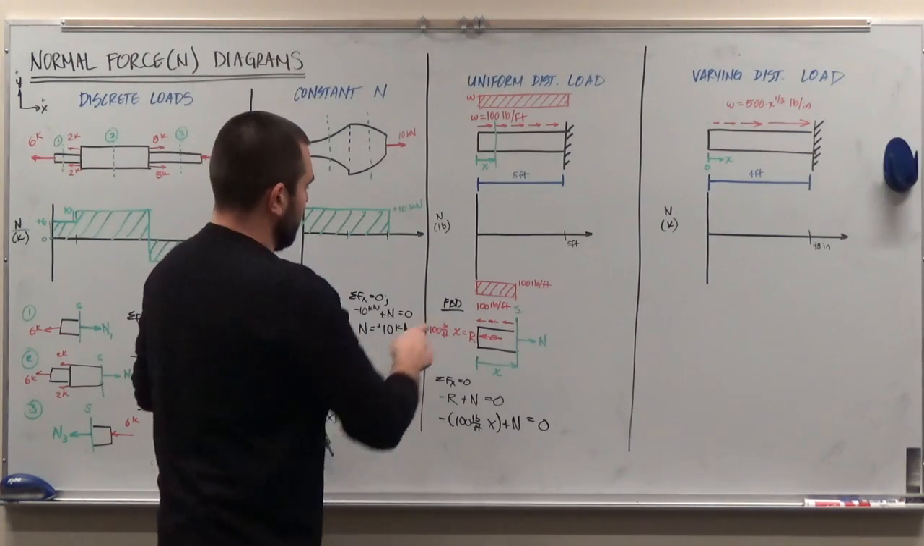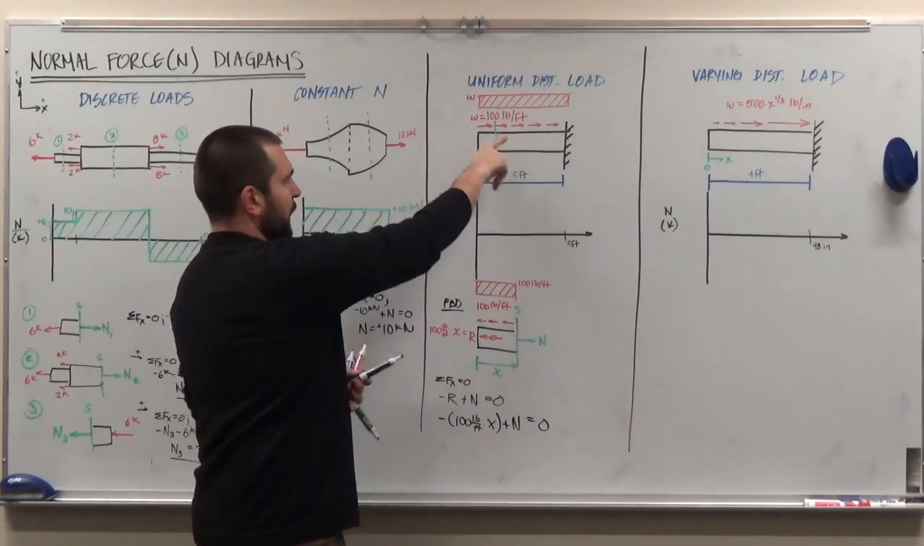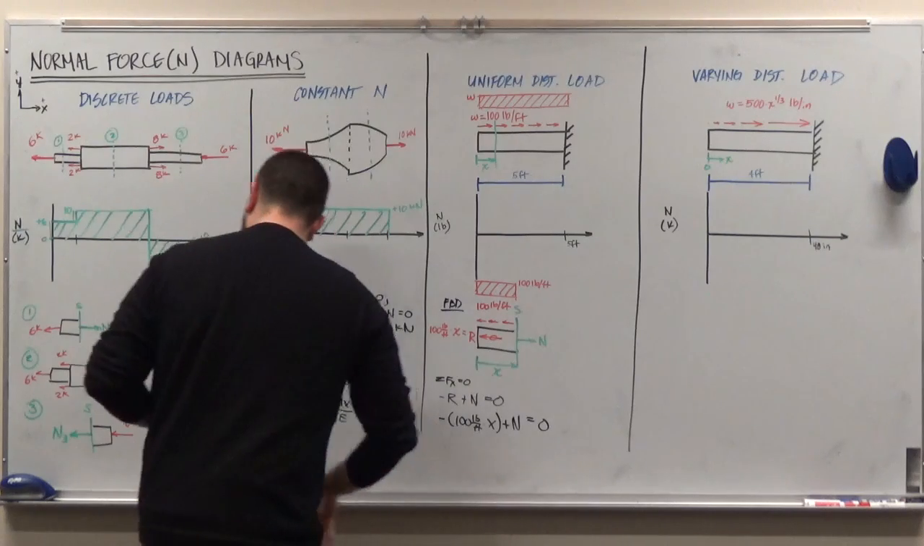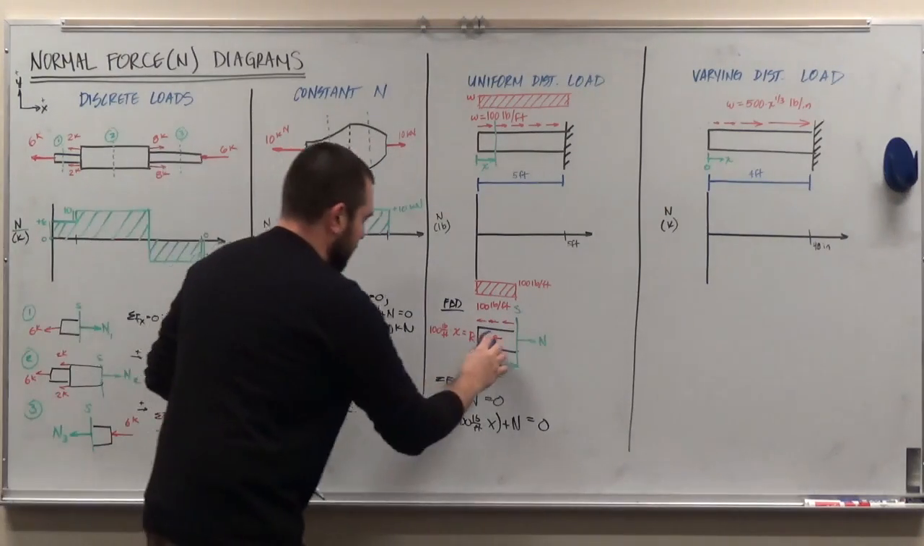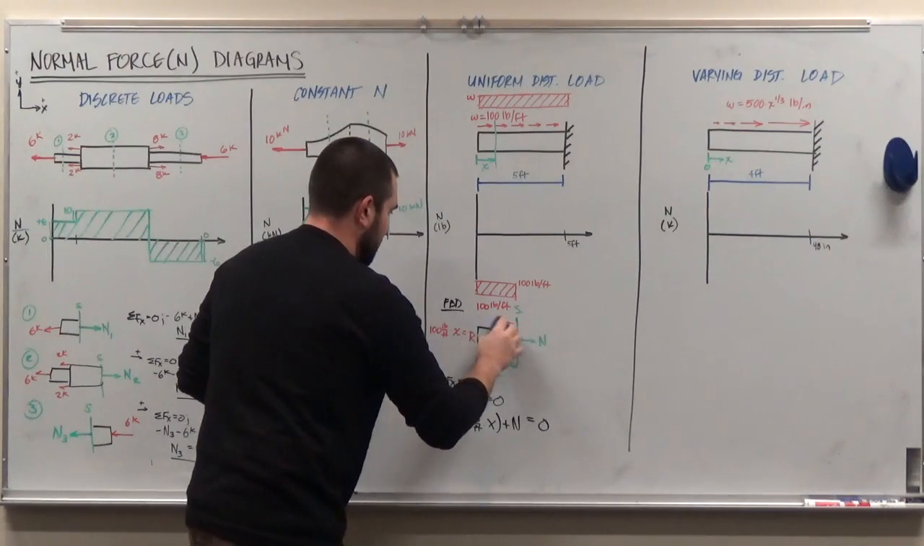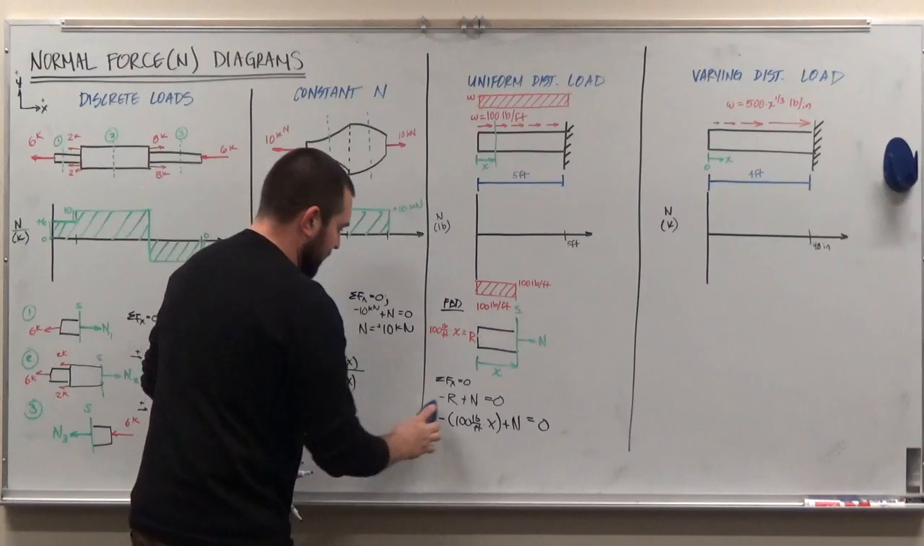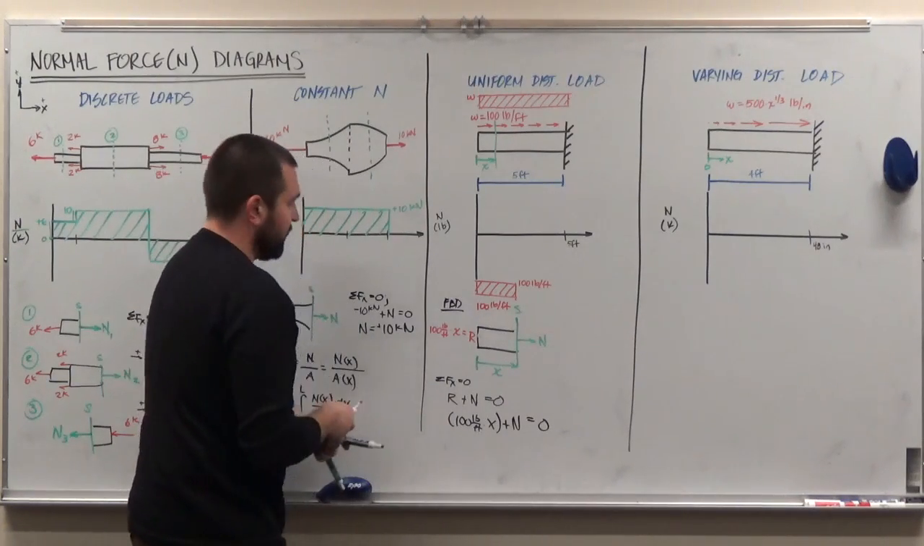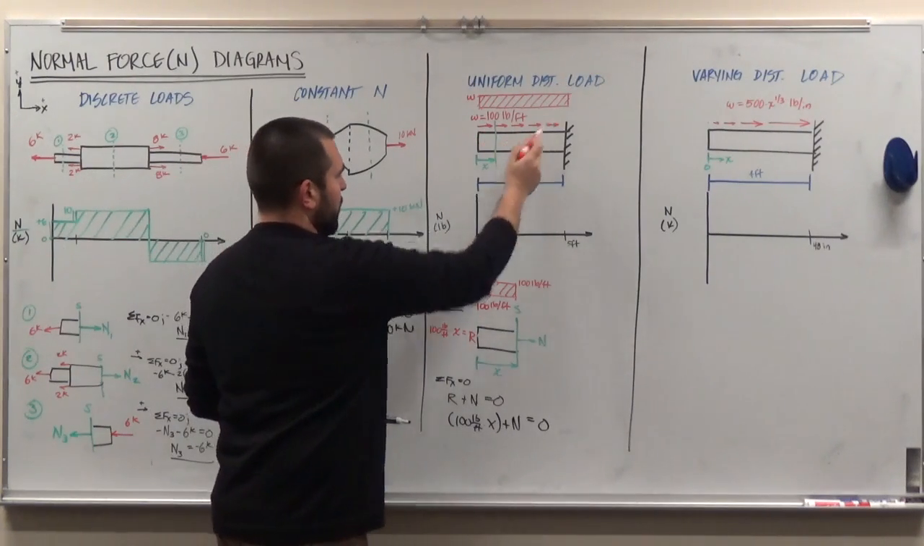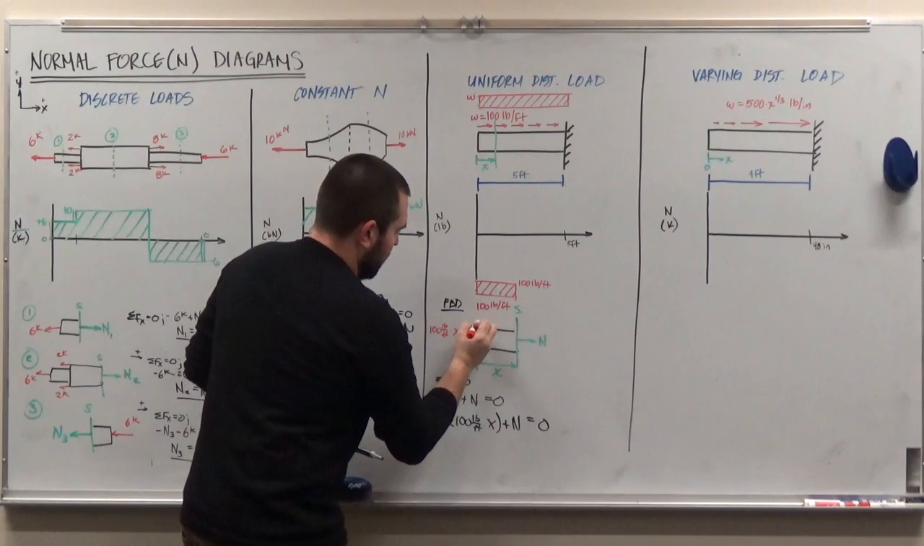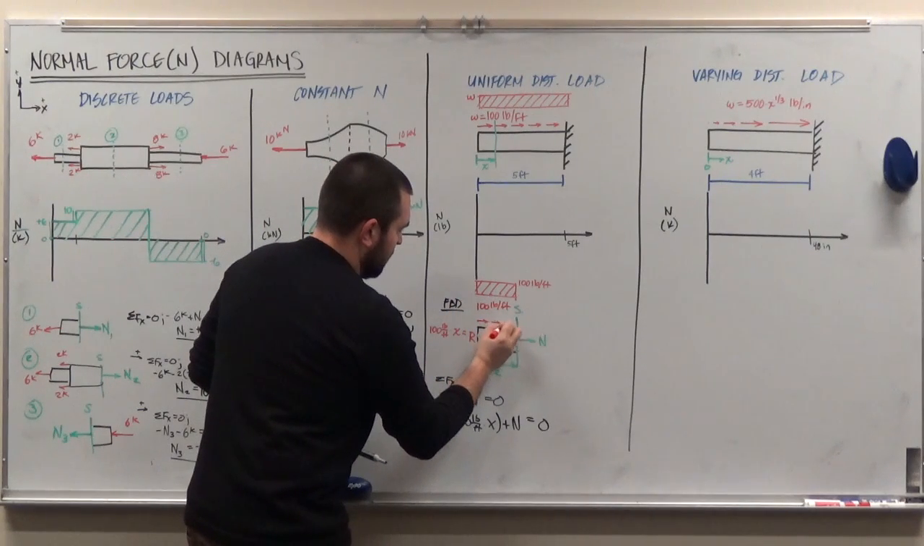And actually, I drew this in the wrong direction. Up here, I had this shown pointing to the right. So let me fix that just really quick. It's the same exact derivation. I just need to change the sign. So I'm sorry, up here, all of these distributed load arrows are pointing to the right. And so I need to change that here.